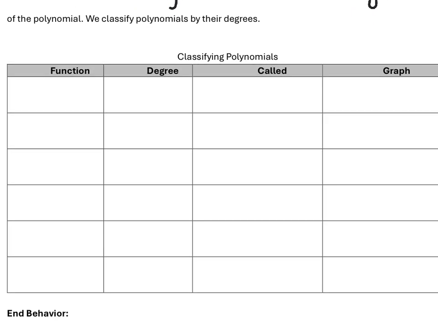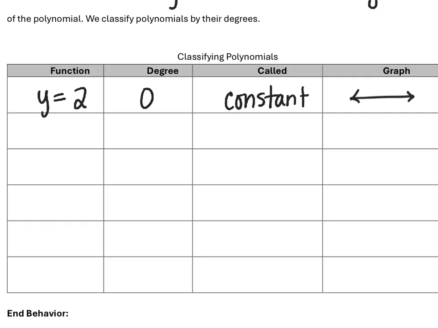Our first is y equals a number. This is technically an exponent with a degree of 0, because x to the 0 power, anything to the 0 power is 1. So we don't need to say 2 times x to the 0, because that's 2 times 1, which is just 2. So we call this a constant function. And what it looks like is just a horizontal line.